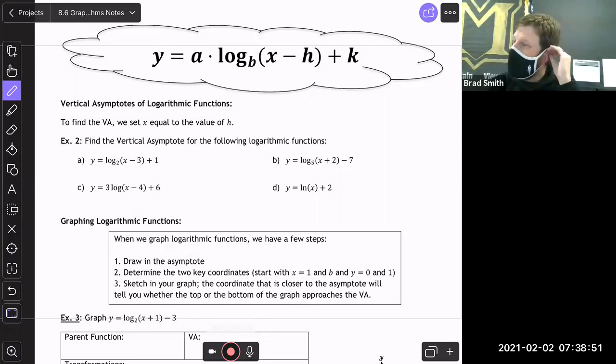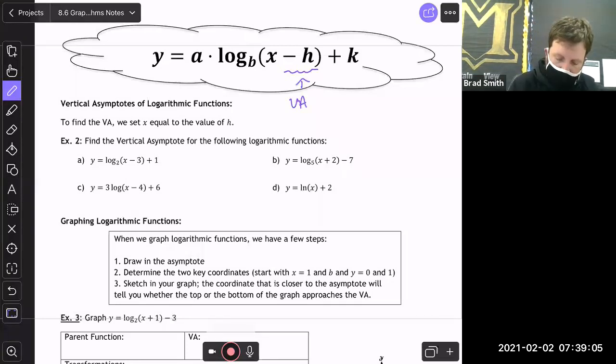So first of all, I want to start with the vertical asymptote. To find the vertical asymptote, we set x equal to the value of h. So we're looking inside here. That's what's going to give you my vertical asymptote. So here, I got log base 2 of x minus 3, so I'm looking here. My vertical asymptote, x is going to equal to what? 3.